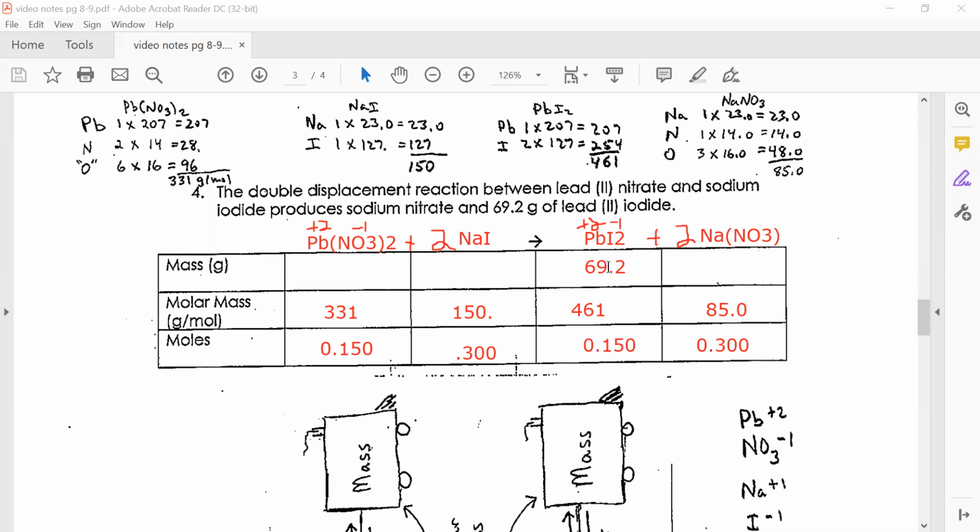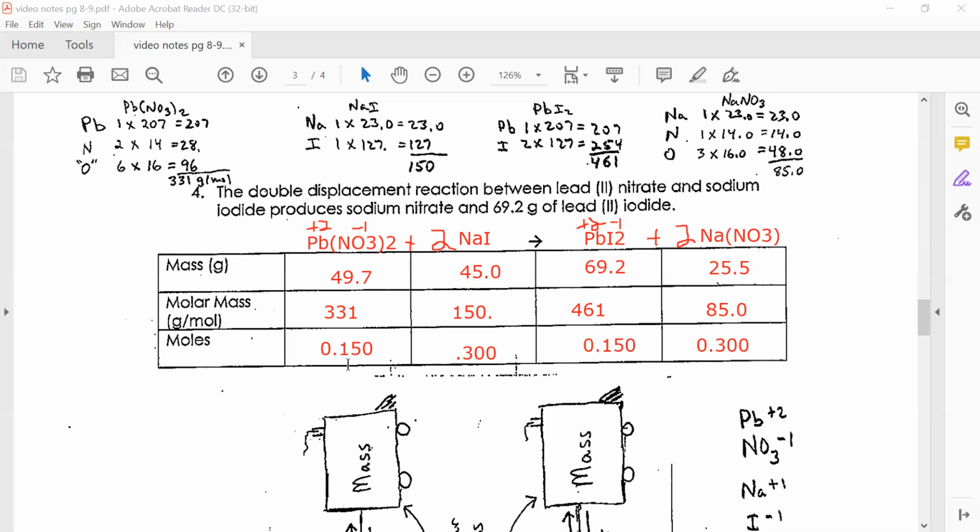Okay, so now 69 divided by 461 equals 0.15. Going in the other direction, 0.15 times 461 equals 69. So now we multiply up to finish up. 0.3 times 85 ends up being 25.5. 0.3 times 150 ends up being 45.0 right here. And 0.15 times 331 ends up being 49.7.